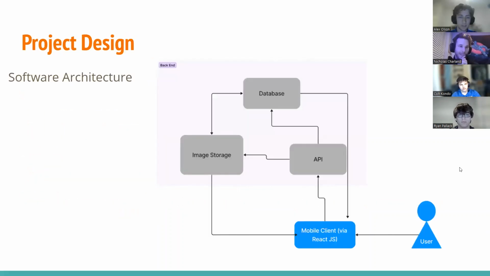For our software architecture, it's relatively simple. We're going to have a mobile app built using React. We're going to connect to a database and an image storage via an API. They could be the same thing if we manage it. That's still a work in progress, but that is pretty much it.